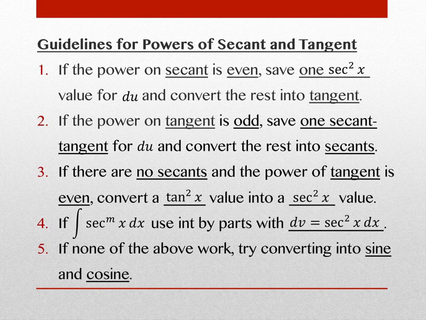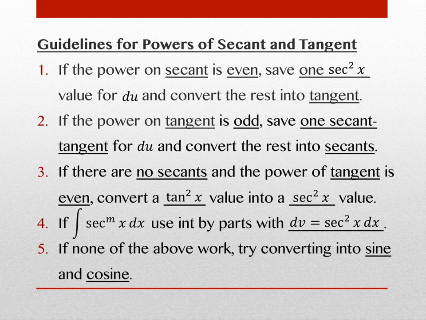So if the power on secant is even, we save a secant squared, and then we convert things into tangent. And if the power on tangent is odd, we save a secant tangent, and then we convert the rest into secants. So those two are similar to the one we had before.